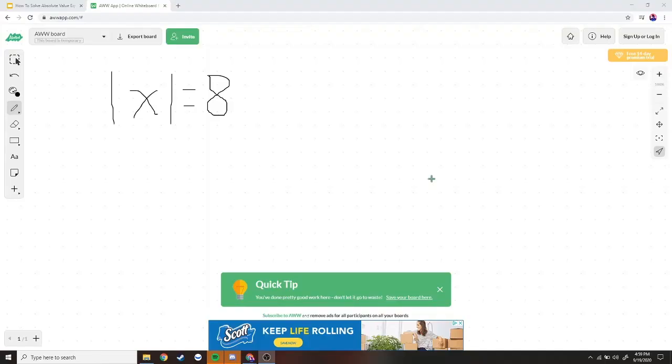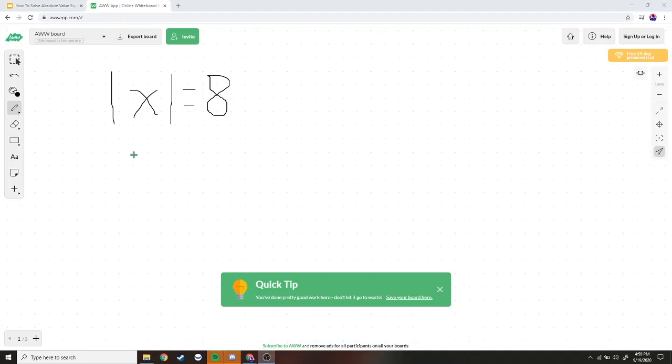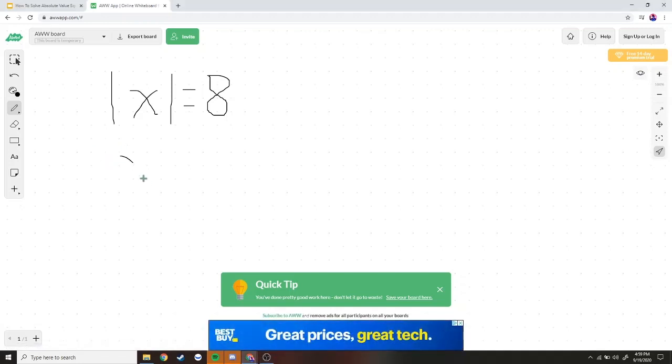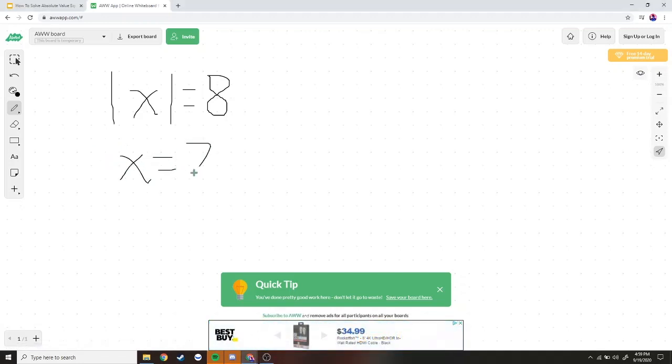Here we have the absolute value of x is equal to 8. What this is saying is that what number or numbers is 8 away from 0? Well, first we know that 8 is 8 away from 0. So x can equal 8. And x can also equal -8. And this is because -8 is 8 away from 0.